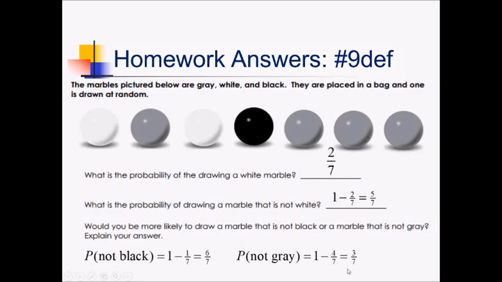Now between these two, we wanted to know which was more likely. 6 over 7 is higher than 3 over 7. Easy to compare since they have the same denominator. Therefore, it is more likely that the marble is not black than it not being gray.